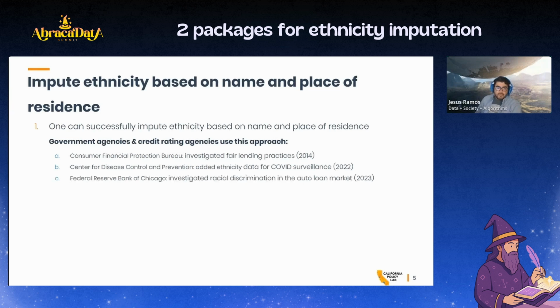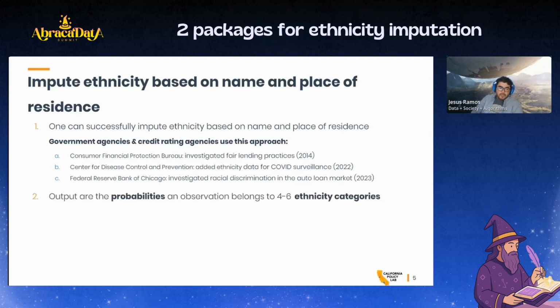And also the Federal Reserve Bank of Chicago investigated racial discrimination in the auto loan market. Again, auto loan providers gave data to the Fed at Chicago, but they couldn't collect ethnicity because they were not allowed to. So the Fed had to impute the ethnicity in order to investigate their potential racial discrimination.